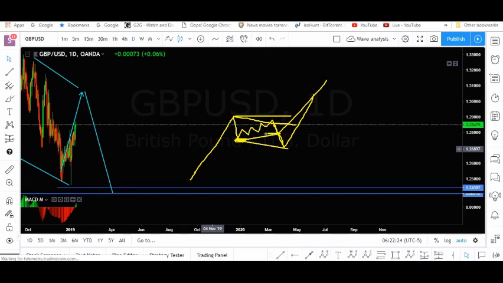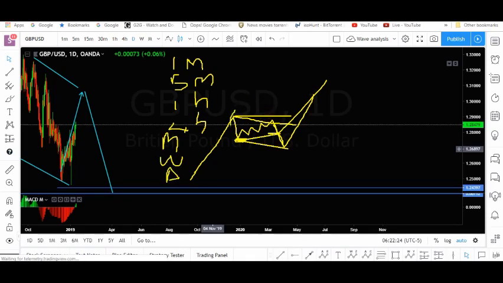But either way, you will see these patterns happen in a 1 minute chart, 5 minute chart, 1 hour, 4 hour, monthly, weekly, daily.